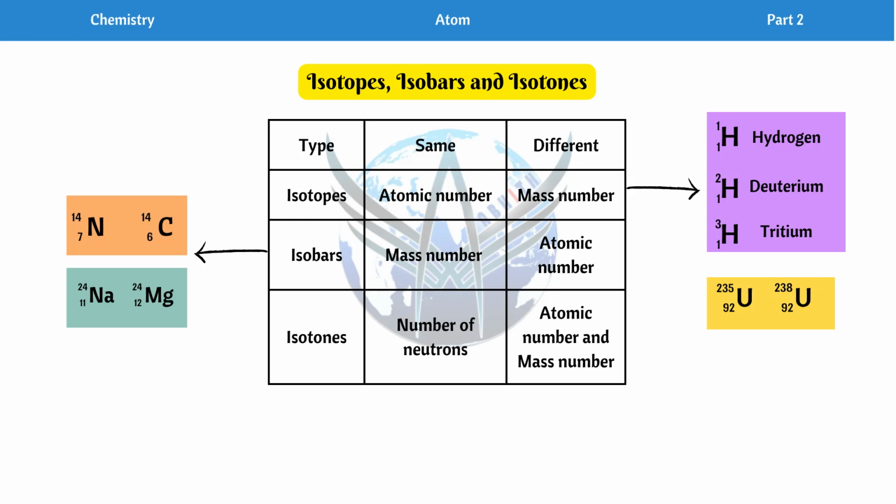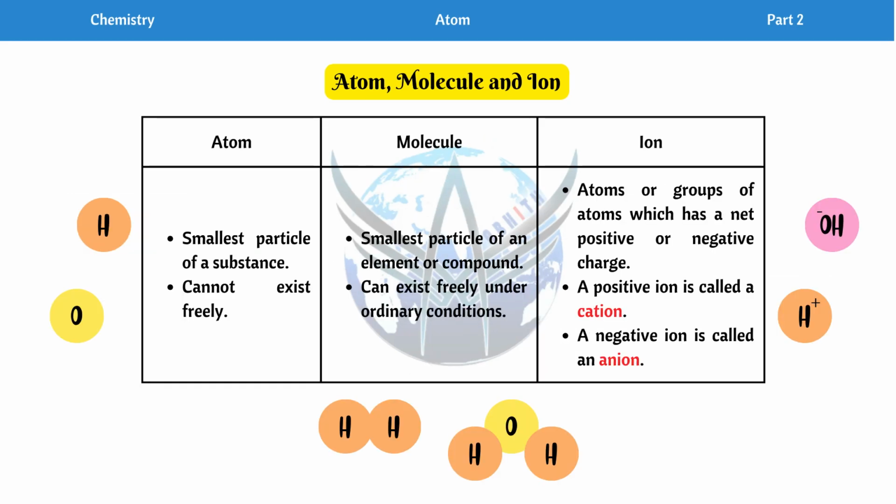Next we have atom, molecule and ions. We have already discussed atoms. We need to know the difference between atom, molecule and ions, and what the general definition is. So atoms are the smallest particle of a substance. Substance means matter, so we can say the smallest particle of matter is the atom, and atoms cannot exist freely. We never see a particular atom existing freely. Next we have molecule. A molecule is the smallest particle of an element or compound, and it can exist freely under ordinary conditions. Under ordinary conditions we can see a molecule existing freely.